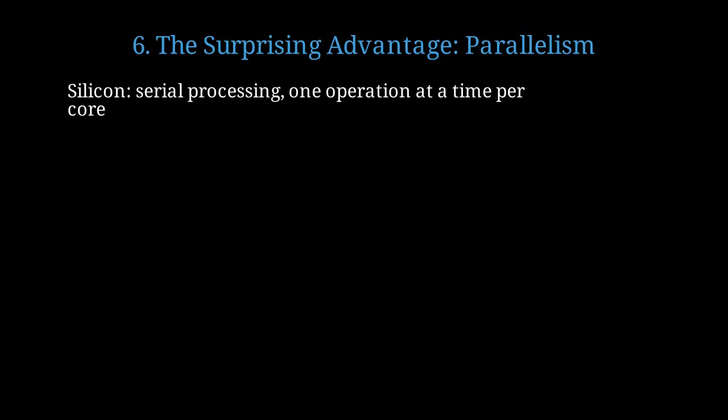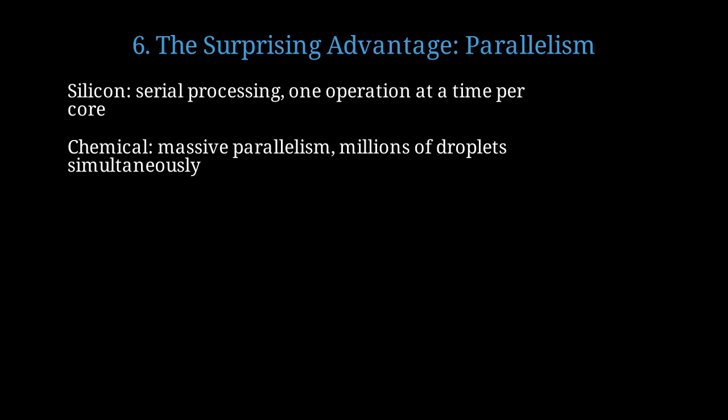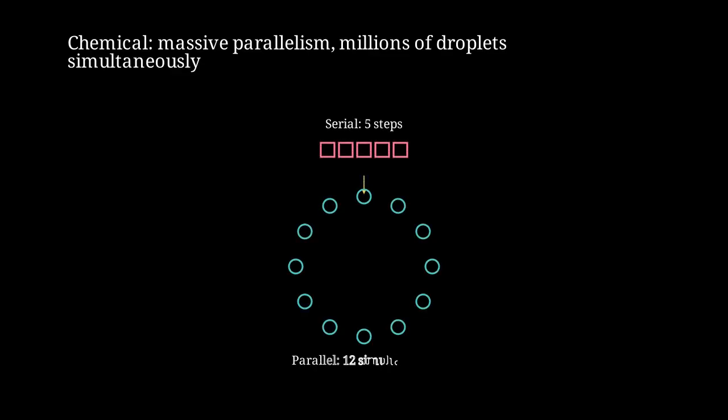But here's the twist. Chemical computers have a superpower that silicon lacks. Silicon processors work serially, executing one operation at a time per core, even with multiple cores. Chemical systems offer massive parallelism, where millions of droplets can compute simultaneously in parallel. Serial processing handles tasks sequentially like a single-file line, while parallel processing handles many tasks simultaneously like multiple checkout lanes.